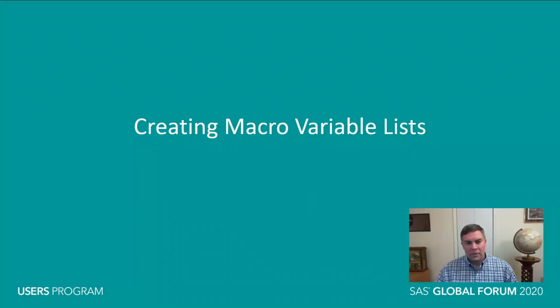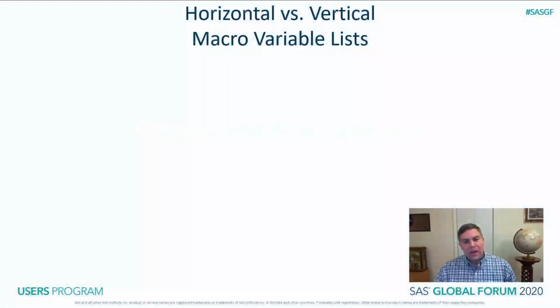Now that we've reviewed the basics of macro processing, and we've discussed how to create macro variables, including at runtime using the CALL SYMPUTX routine or PROC SQL, we're ready to actually dig into some macro variable lists. First of all, there are actually two different ways to construct macro variable lists. These provide similar functionality, but a slightly different approach with each, and we'll discuss both. The two types are sometimes referred to as a horizontal macro variable list and a vertical macro variable list.